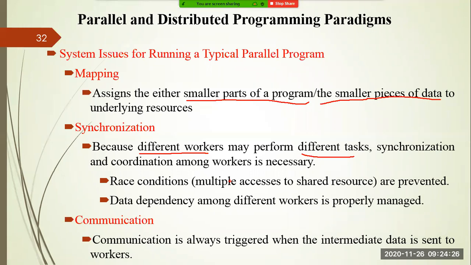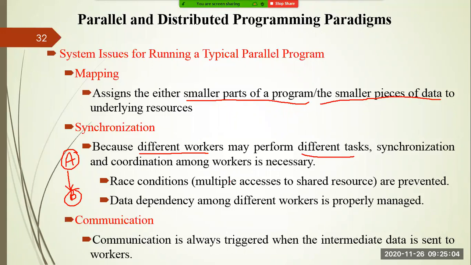Another issue is that data dependency among different workers must be properly managed. What we discussed, right? Suppose I say that once you complete A, then only you can do B. So there is a data dependency. B cannot start until A is completed. So the data dependency among different workers should be properly managed. If it is not managed, then you may face some problems. One worker may be idle because another worker is not giving it the work. That's why one worker is completely idle.